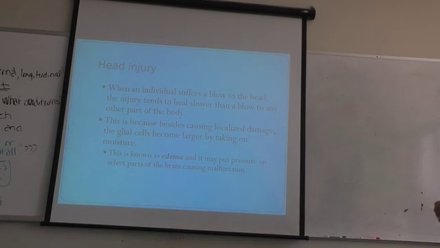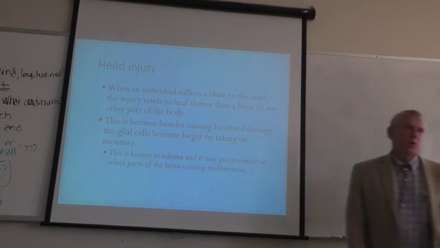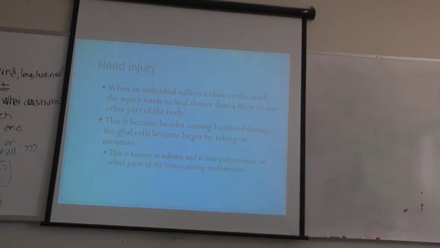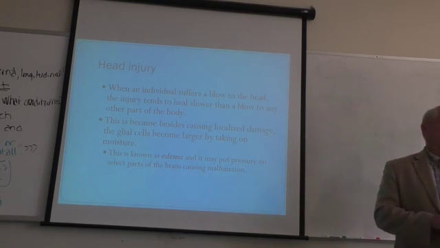And the problem is that, of course, head injuries don't heal nearly as rapidly. This is because besides causing localized damage, the glial cells become larger by taking on moisture. And the reason they take on moisture is to protect the neuron. They're trying to keep that neuron from dying. If the injury is continuous, if it happens over and over again, then potentially that neuron will die. Now you've lost brain cells.